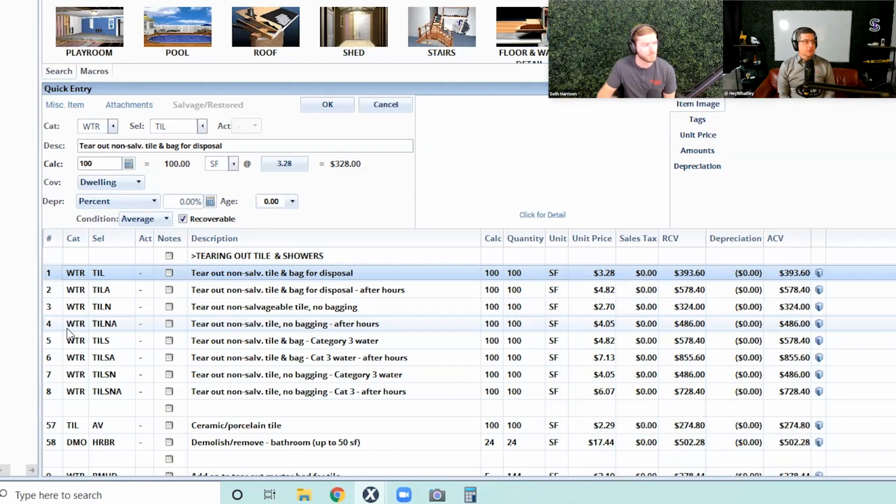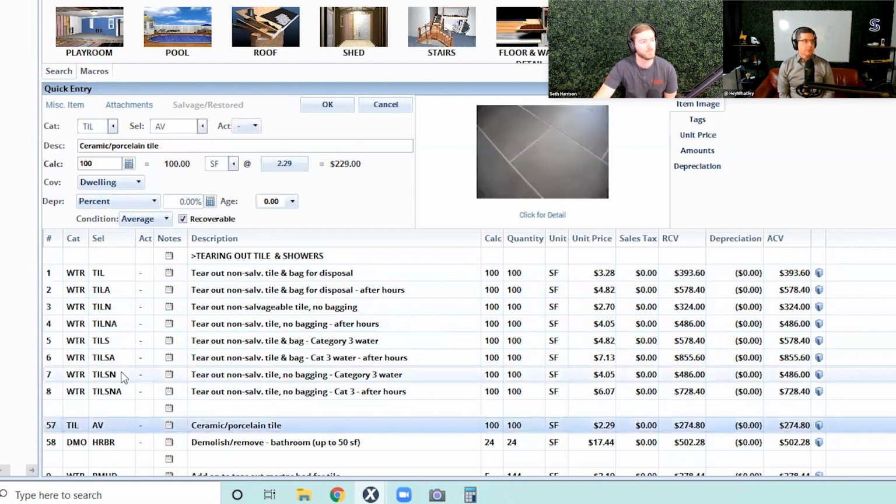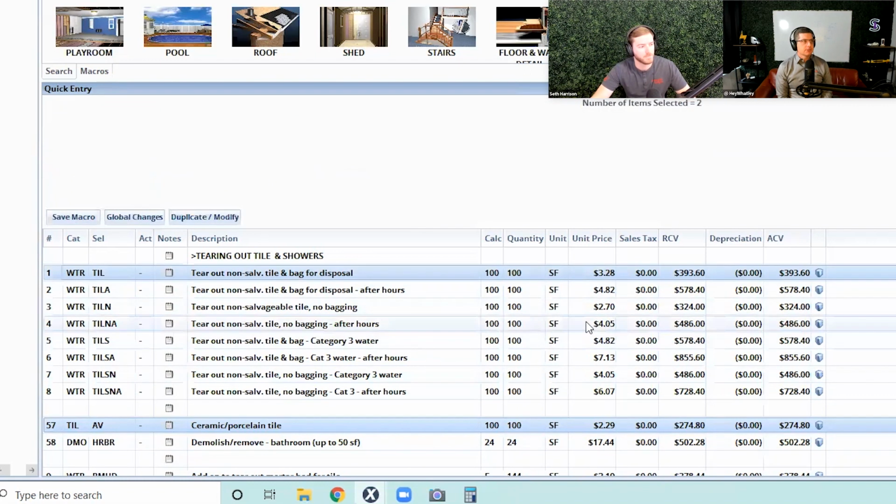Jump down here to this TIL AV. For perspective, this is kind of what we were left with. You would do your ceramic tile, and then you'd remove that, by square foot. And you see that coming in at $2.29 a square foot. Jumping back up to the core line item in this range, the WTR TIL, it's at $3.28. So another buck. Please note, by the way, quickly, this is the San Diego price list. Yep, San Diego price list. But you're another buck a square foot, which is good.